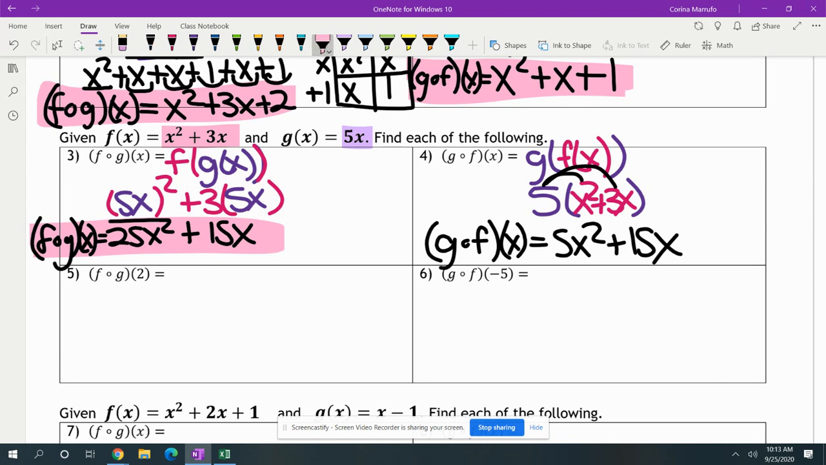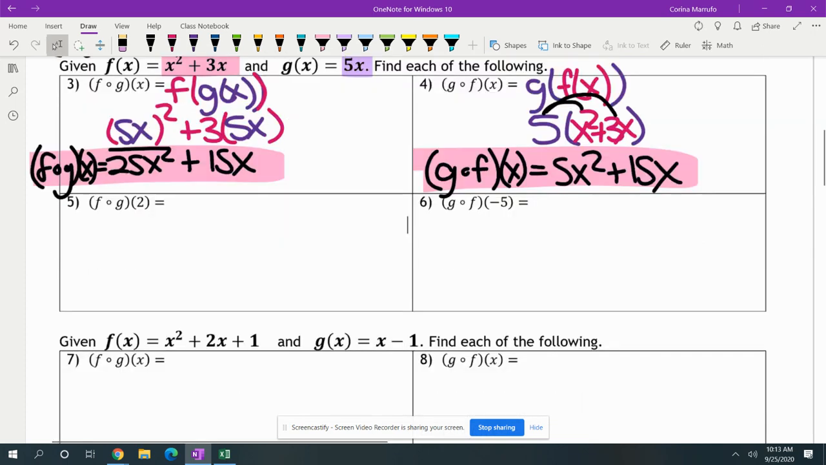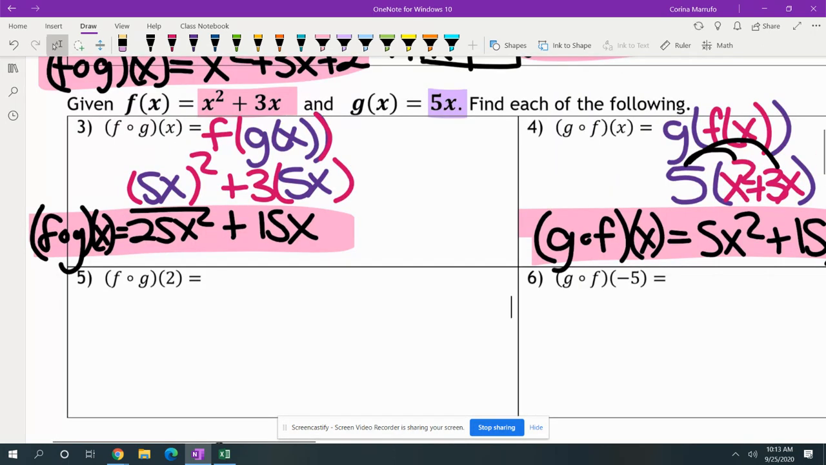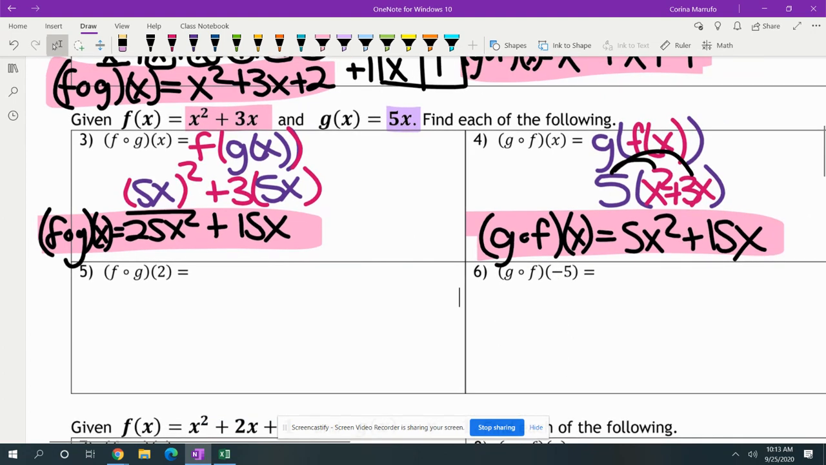All right. The next one, we have f composite g of 2. So here, we're going to take our f function, and then we're going to plug in our g function. And then instead of x, they want us to plug in 2.